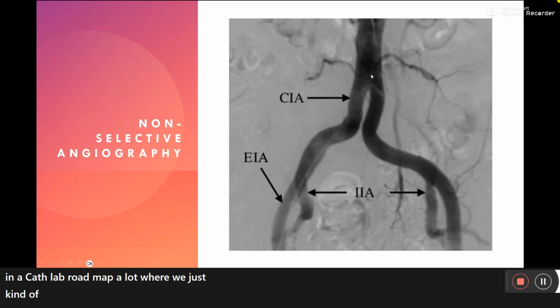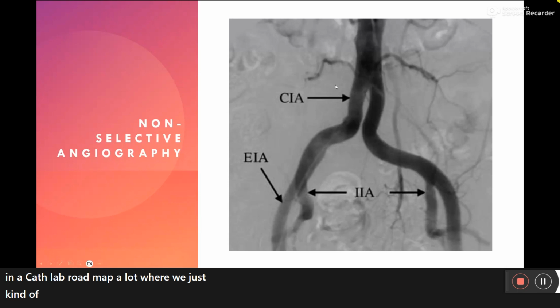So again, if you're looking at the torso, you need an abdominal aortogram. If we're looking at the lower extremities, we need a distal abdominal aortogram so we can find this, so we know where to put our equipment. Okay. Any questions on non-selectives?